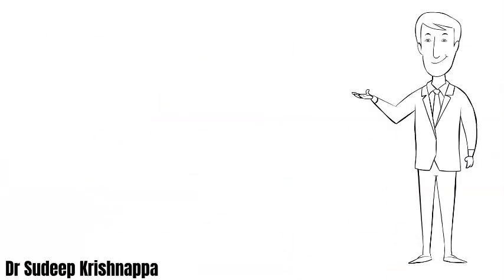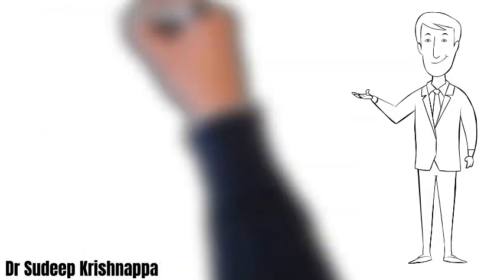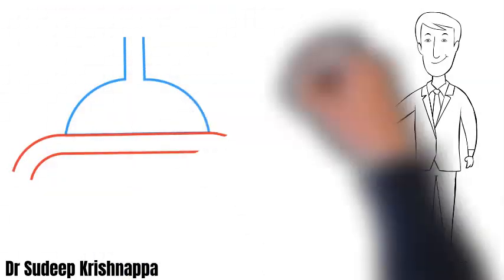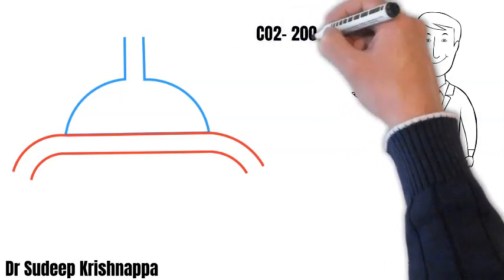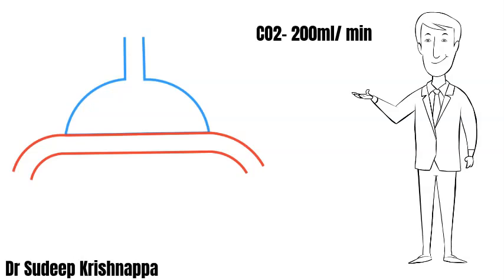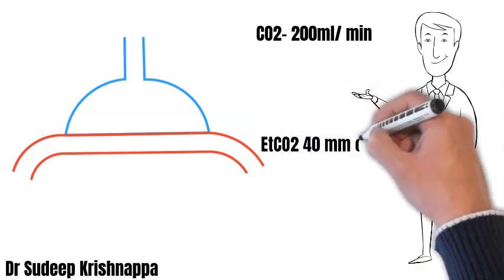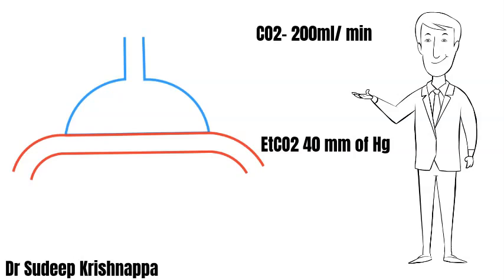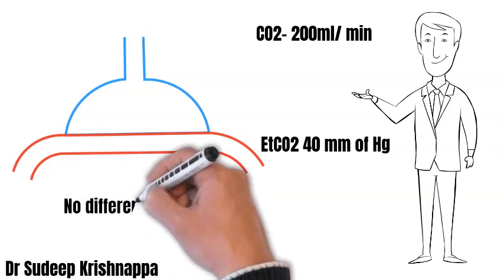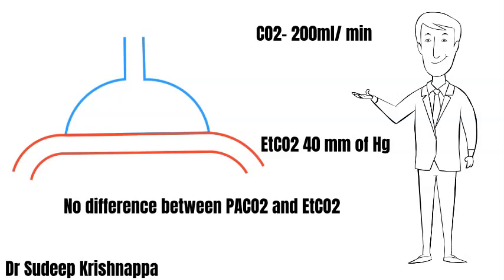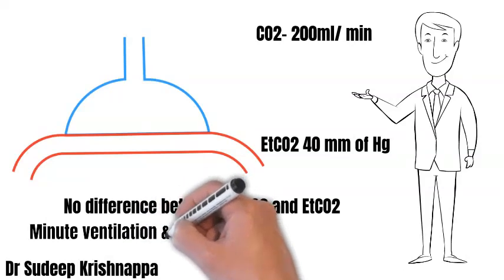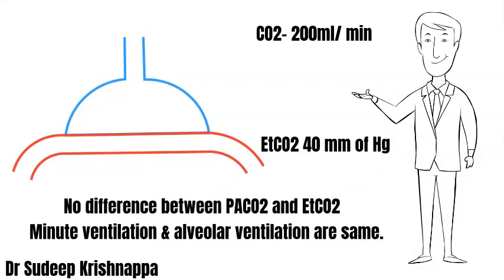Let us take the case of an average sized adult who's producing about 200 mils of carbon dioxide every minute, which needs to be exhaled out. For the ease of calculation, I've considered EtCO2 to be about 40 millimeters of mercury. I have made two further assumptions. The first is there's no difference between the alveolar or arterial partial pressure of carbon dioxide and end-tidal carbon dioxide, even though EtCO2 is about 4 to 5 millimeters less than the alveolar or arterial CO2.